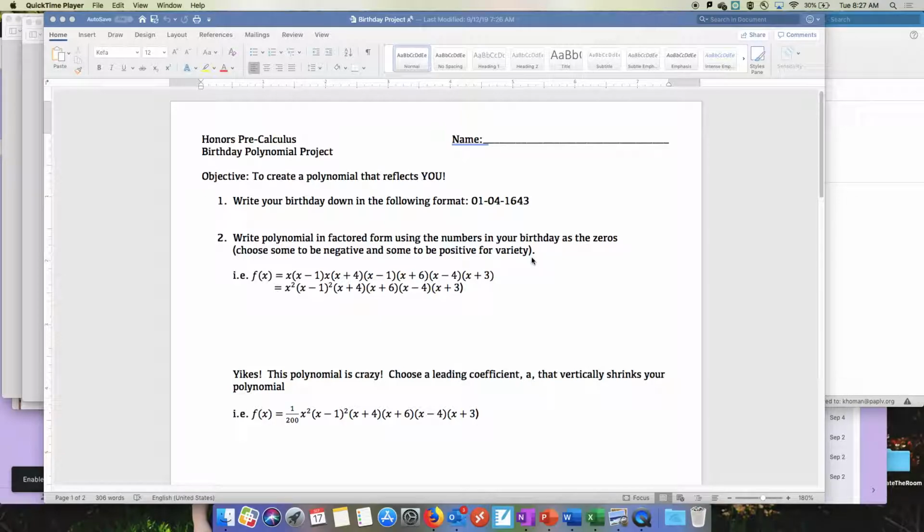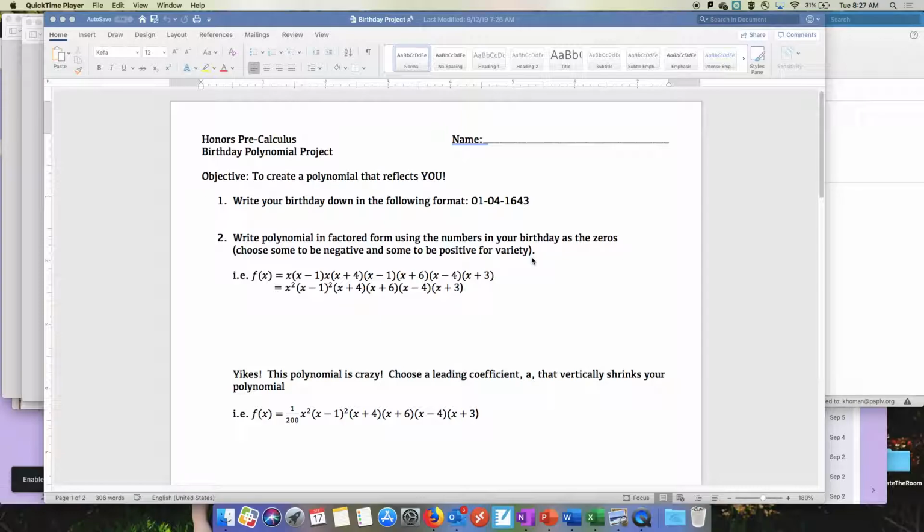Okay? But what you are going to do is create a polynomial based on your birth date. Okay? We all have a birth date, right? Okay? Isaac Newton was born January 4th of 1643. So I wrote his birthday as 01/04/1643. And so you all are going to do that with your birthday.